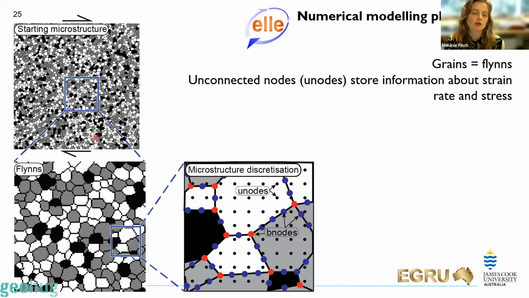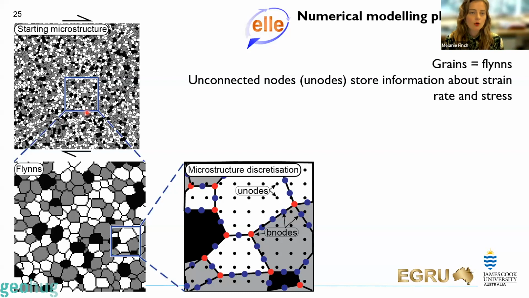And so here I've got lots of grains, and when you zoom in, the grains are actually just nodes that are joined by straight lines. These are B nodes, or boundary nodes. And then behind these grains is this network of U nodes, so unconnected nodes. Those are really cool because they store information about the strain rate and the stress. So what I can do is take this starting microstructure and deform it and see what happens to the strain rate and the stress during deformation.